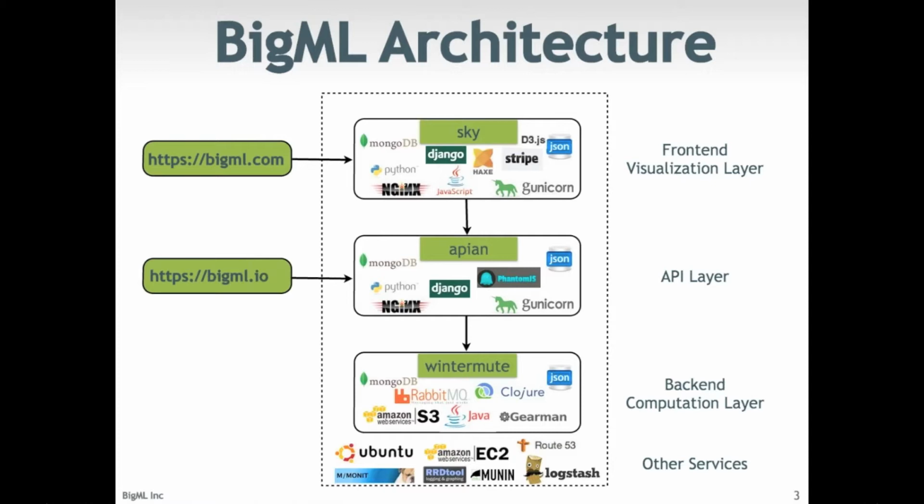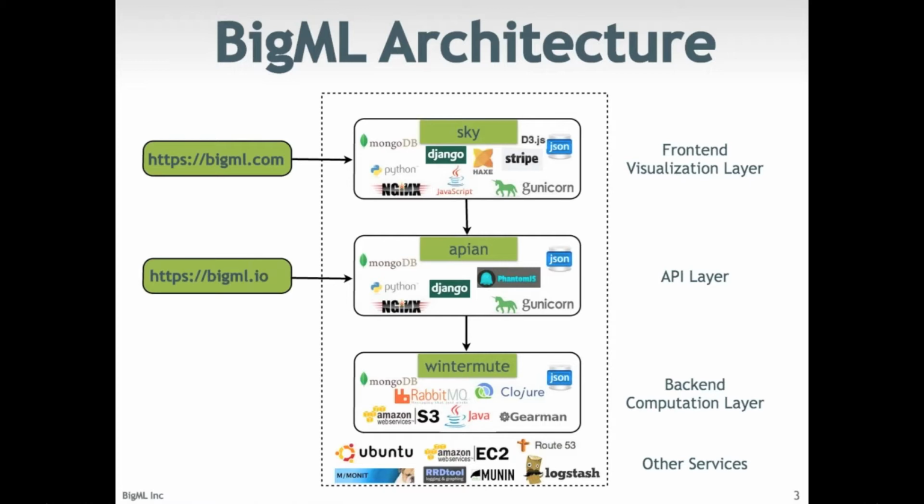Now, this is not just a picture. This is the way our infrastructure is actually implemented. When we want to bring a new feature, our back-end team develops it in the Wintermute layer first. Our API team then integrates the new feature into our API. And then finally, our front-end team integrates the new feature into the UI using the same API that we expose publicly. Theoretically, a third party could write their own Sky on top of the BigML API.